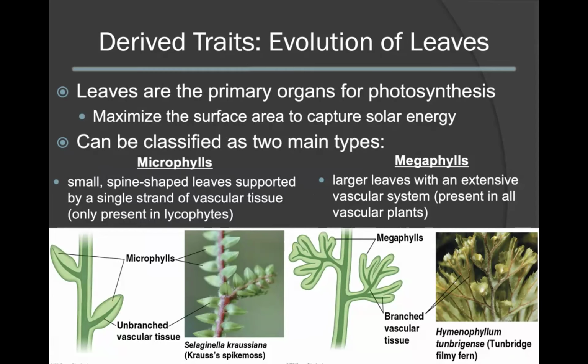Microphylls are considered to be small spine-shaped leaves that are supported by a single strand of vascular tissue and are only present in lycophytes. Megaphylls are larger leaves which have an extensive vascular system that extends throughout the leaf. These leaves are present in all vascular plants. Please consult the image below to see the difference between microphylls and megaphylls.